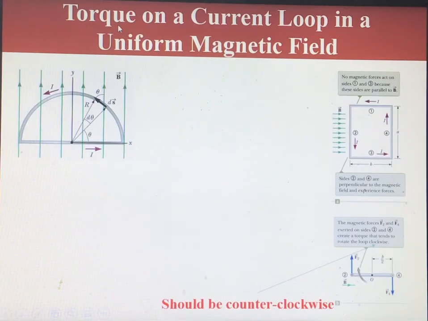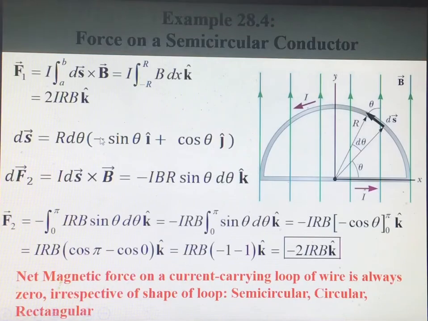In this video, we're going to talk about the torque on a current carrying loop in a uniform magnetic field. If you remember, in the previous video, we went over this example here. Basically, we calculated the force on a semicircular conductor. The way we did this calculation is we calculated the force on the straight portion of the wire right here. That was F1.